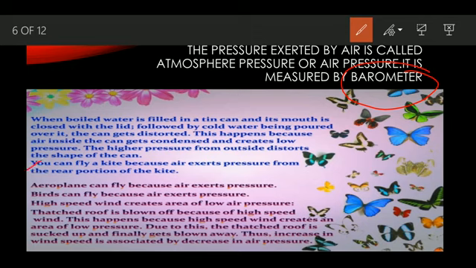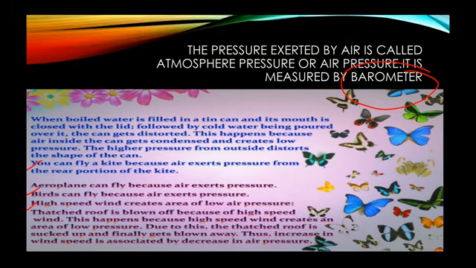Another example of air exerting pressure: you can fly a kite into the sky because of the air pressure from the rear portion of the kite. Aeroplanes can also fly because of air pressure. Birds can also fly because of air pressure. And high speed winds create an area of low air pressure.